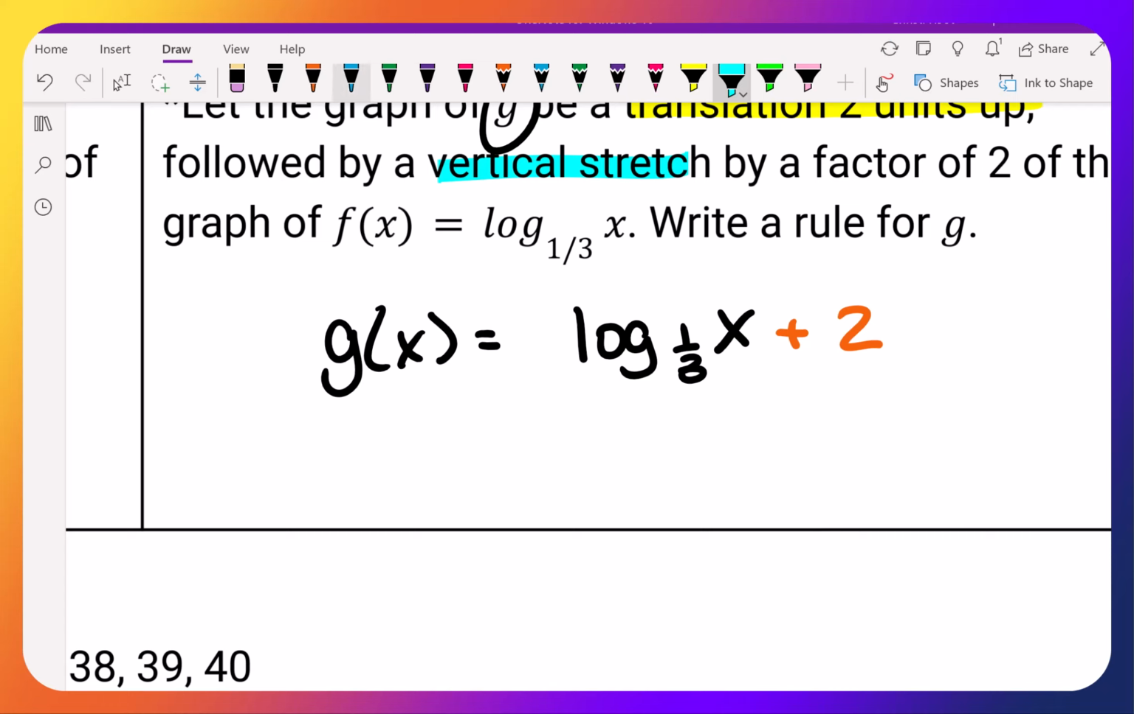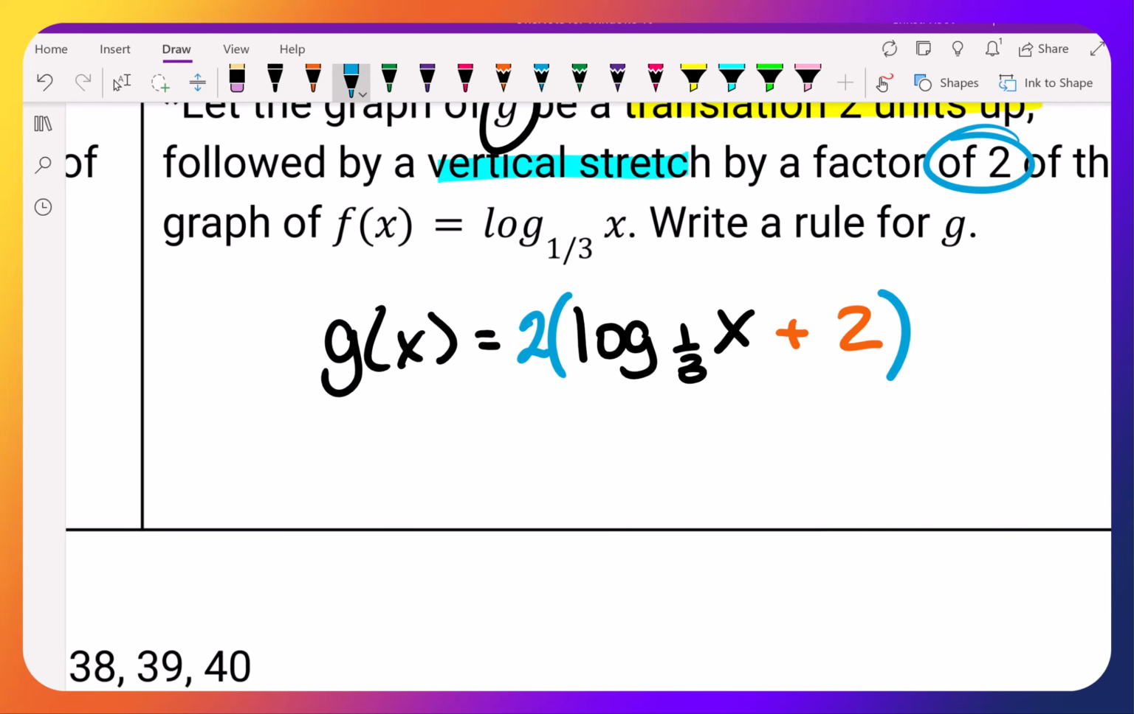You're going to multiply it by a factor of 2, correct? That is not sufficient because if you just stick a 2 in the front, you're only multiplying the logarithm by the 2. The rule states you have to multiply the entire function. So you're going to put 2 and then parentheses around the whole thing.